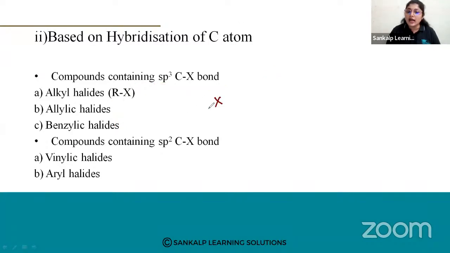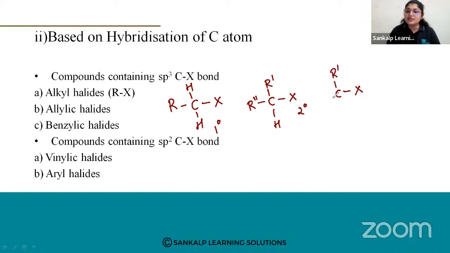If the halogen atom is bonded to a carbon which is attached to only one alkyl group, then it is called primary. Suppose the halogen atom is attached to a carbon which is further attached to two alkyl groups, then it is called what? It is called secondary carbon. Then the third one, if the halogen atom is attached to a carbon which is further attached to three alkyl groups, then it is a tertiary carbon.